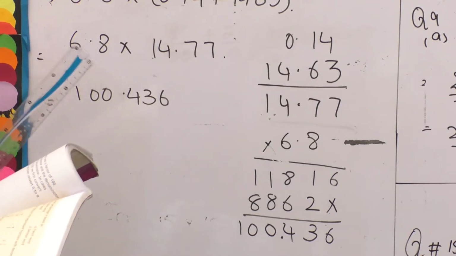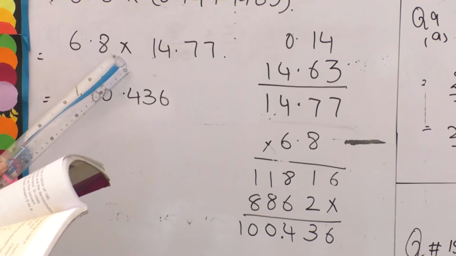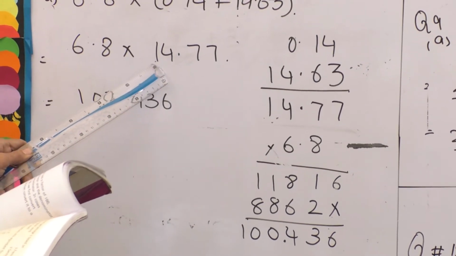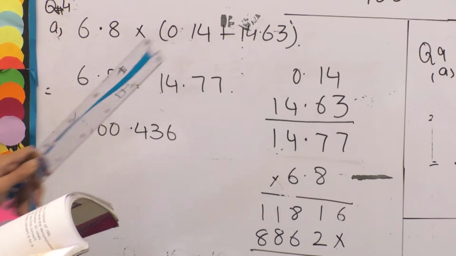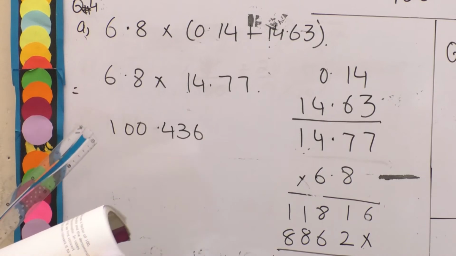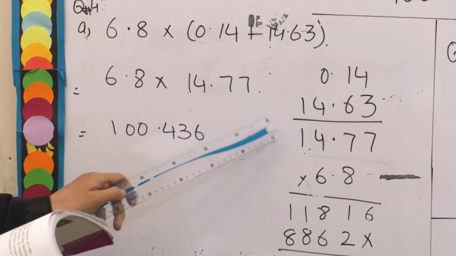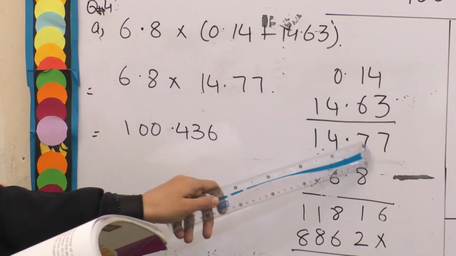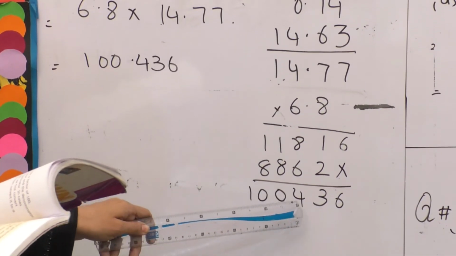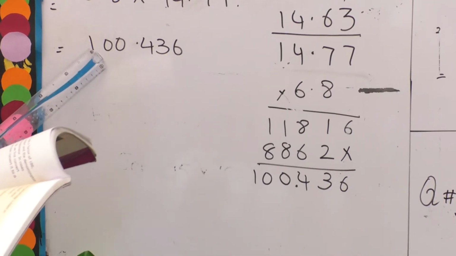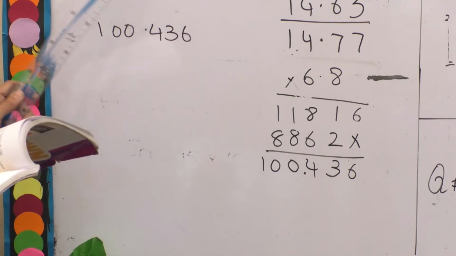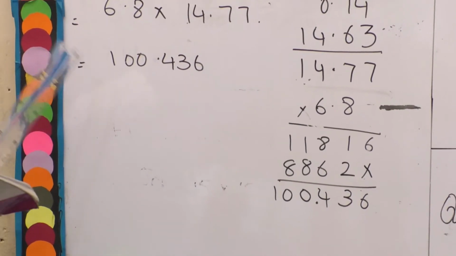Now you will write 6.8 and then you will put the multiplication sign, and instead of this bracket you will write the answer of this addition. So we will have 6.8 multiplied by 14.77. In the last you will multiply these two values. When we multiply 14.77 by 6.8, we get the answer 100.436. So your answer will be 100.436. You will do the remaining parts in the same way.